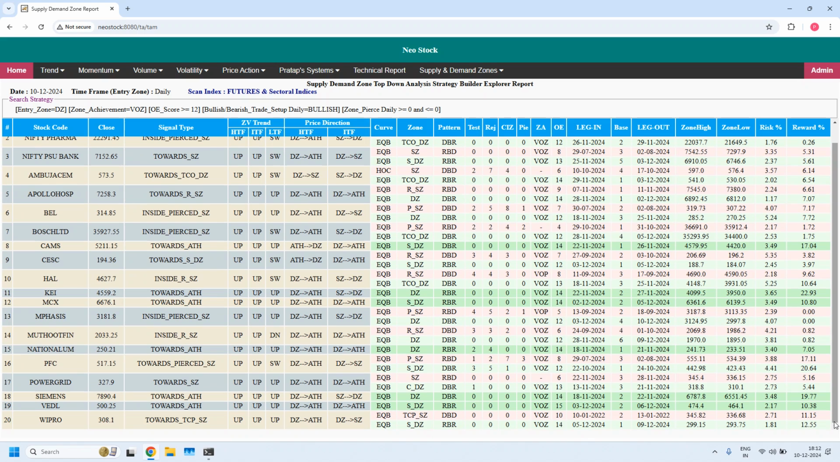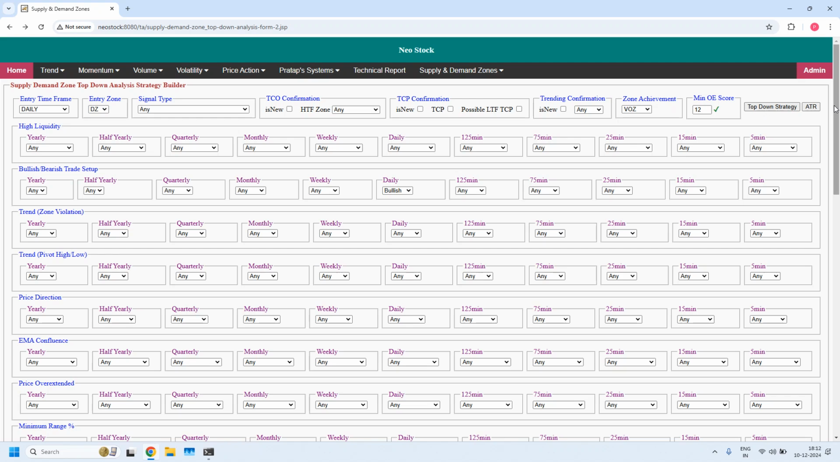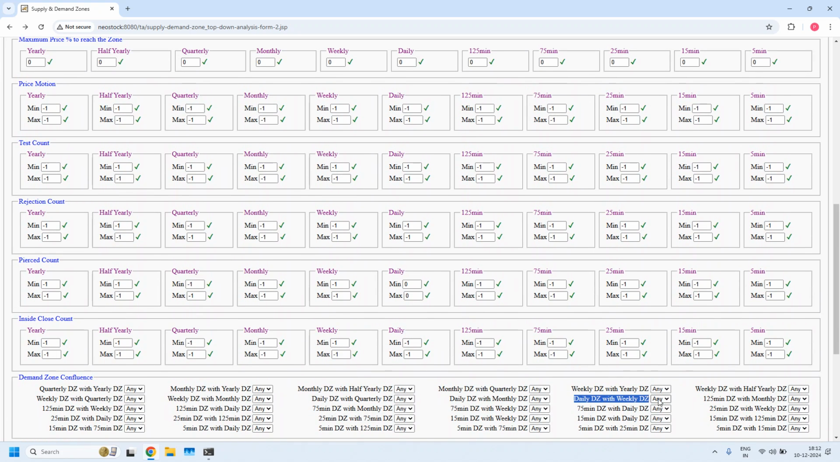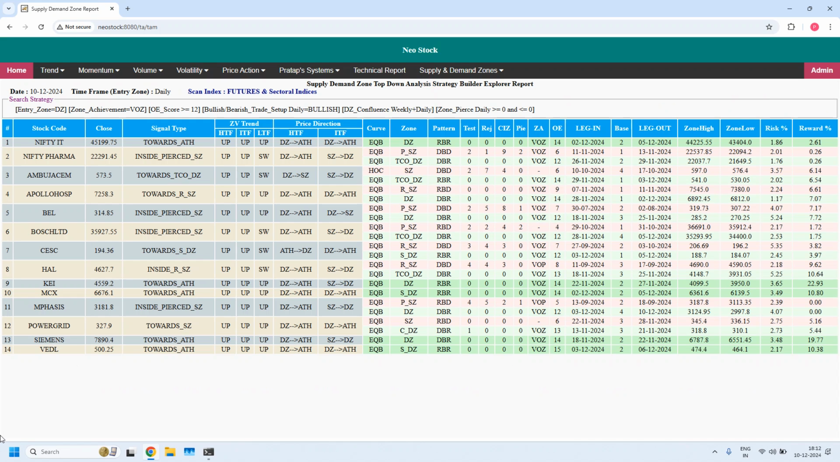So the first filter is LTF and ITF demand zone confluence. That is a daily and weekly demand zone confluence. I am enabling that filter, daily demand zone with weekly demand zone confluence. With this filter, we got 14 stocks. Out of 20, 14 are filtered further. So in these 14 stocks, the entry time frame daily demand zones, all these are all daily demand zones. They are part of the weekly demand zone. Because daily is part of the weekly zone and the weekly trend, that is ITF trend, is also uptrend.